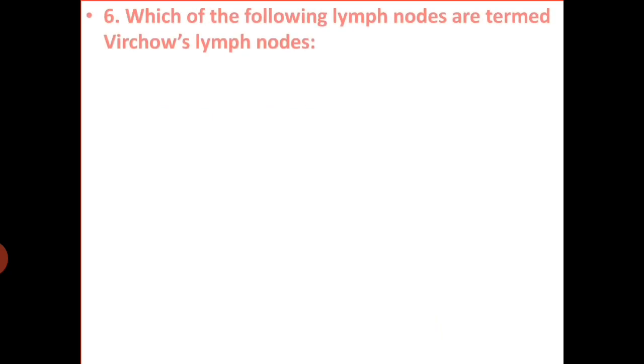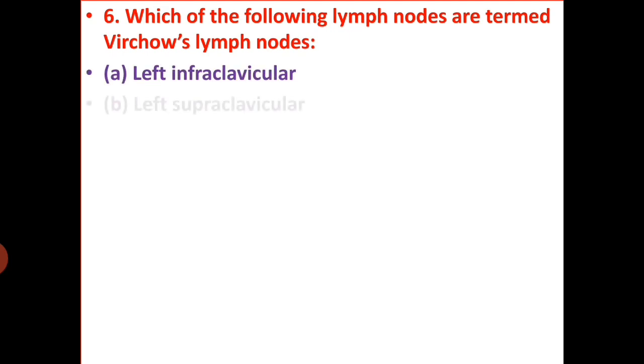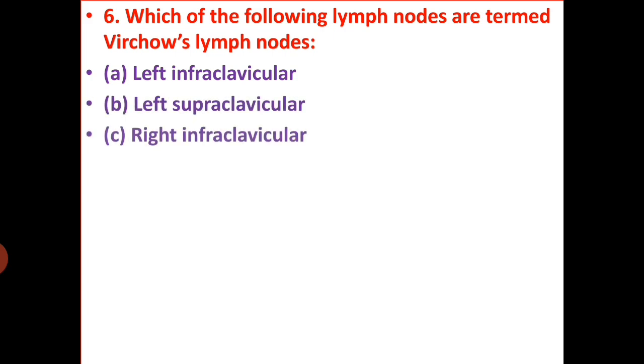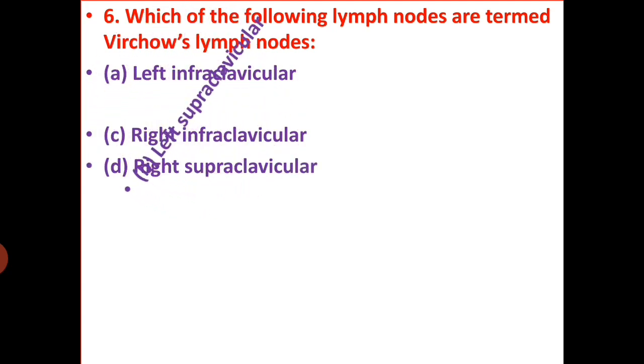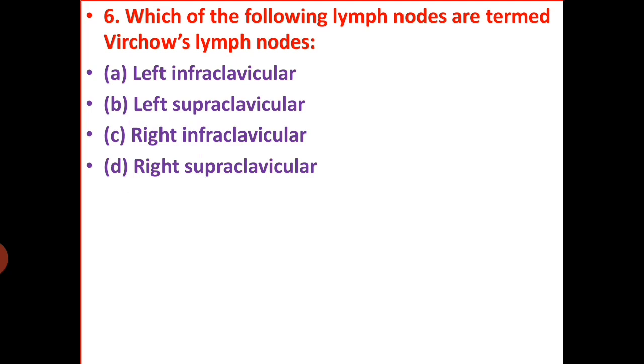Next question, which of the following lymph nodes are called Virchow's lymph nodes? Options are left infraclavicular, left supraclavicular, right infraclavicular and right supraclavicular. So the answer is: left supraclavicular lymph nodes are called Virchow's lymph nodes.